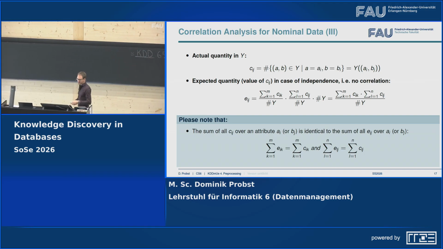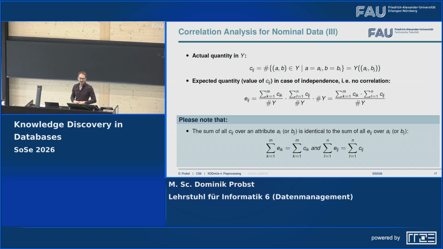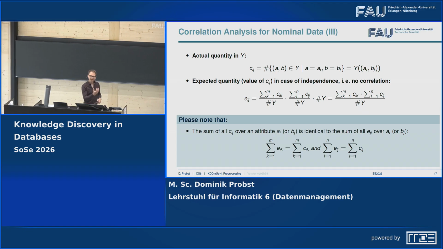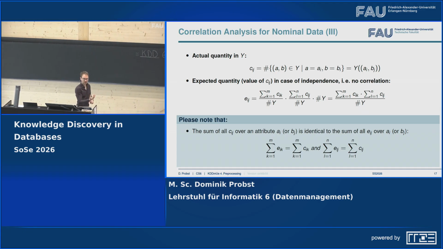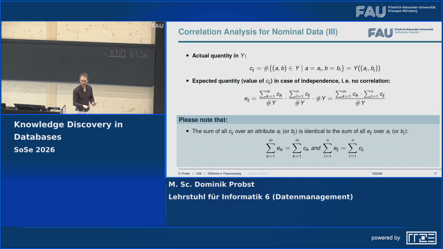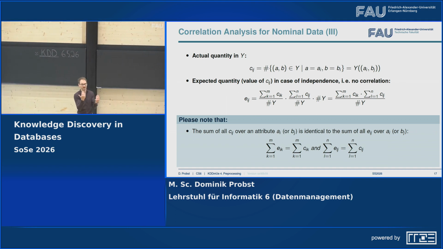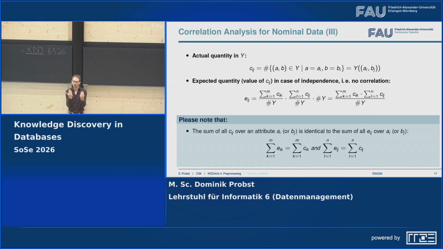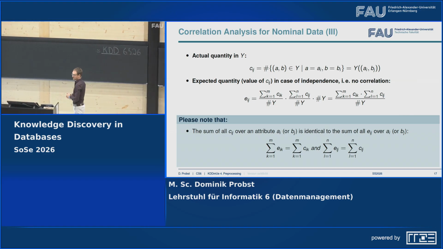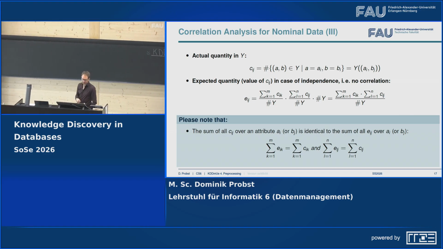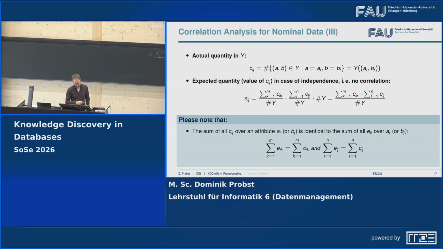The expected quantity is more or less the value we would expect a certain combination, so for example yes and yes, to happen if both attributes are totally independent, so no correlation at all. Both contain totally independent information. It's simply computed. Let's do that with an example on the next slide.